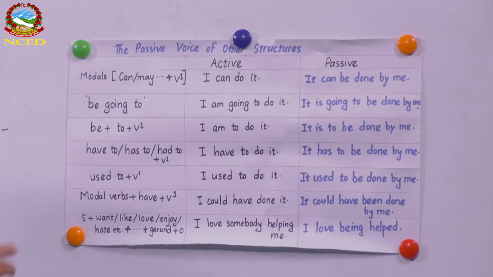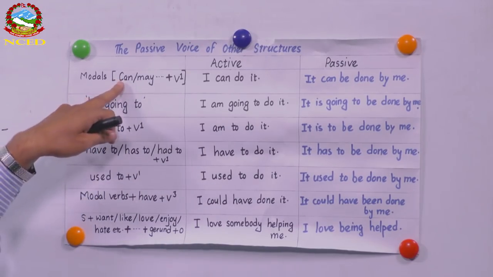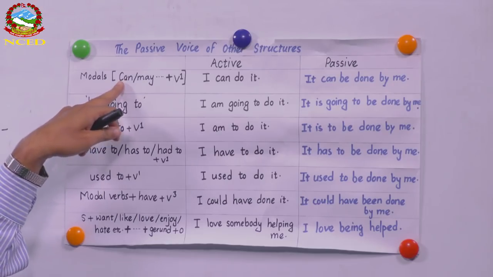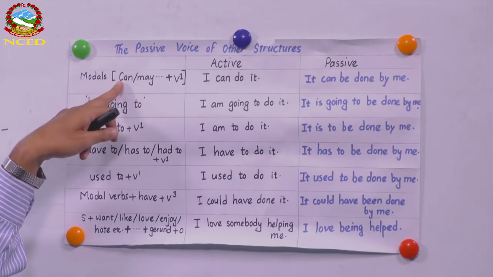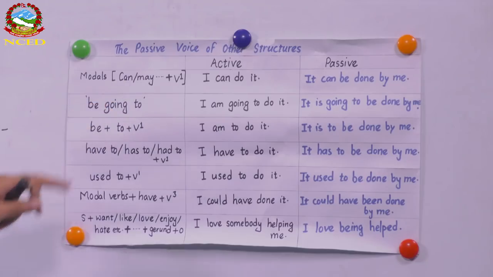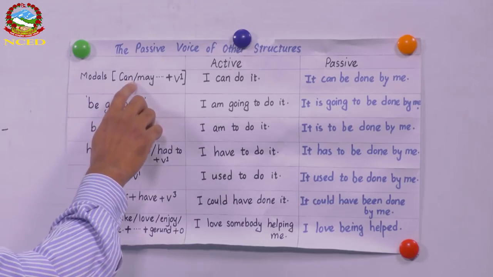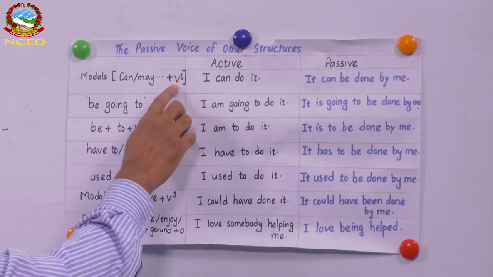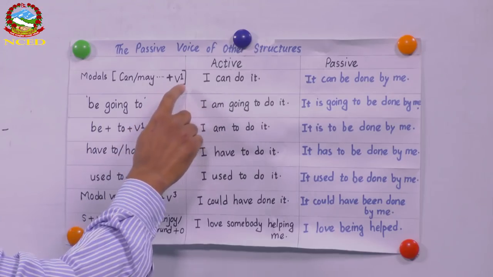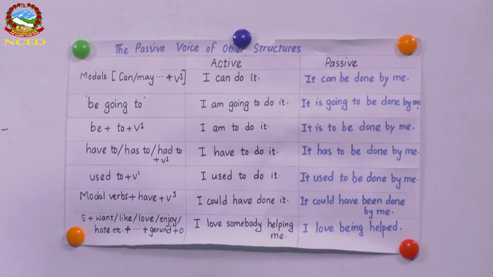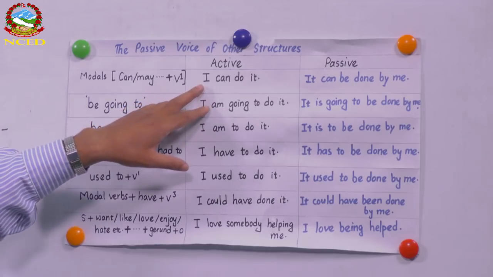Modals means here, in the bracket I have written it: can, could, may, might, shall, should, will, would. There can be some varieties of modal verbs. Modal verbs plus verb 1. If this is the structure in active voice, how do we change it into passive? This is our focus here.